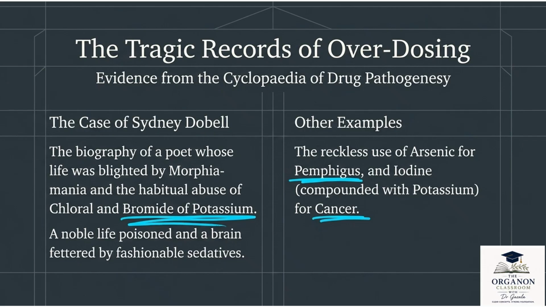Okay, the first example is a tragic story of Sidney Dobell, an English poet. So Dobell suffered from illness and was repeatedly treated with morphia, chloral, and potassium bromide, drugs that were commonly used as sedatives during that period. Initially, these medicines relieved his symptoms like it should. Morphia reduced the pain, chloral induced sleep, and bromides calmed the nervous system. But because they were used repeatedly and in excessive amounts, they led to dependence, mental dullness, and progressive deterioration. Hughes describes this by saying a noble life poisoned and a brain fettered by fashionable sedatives.